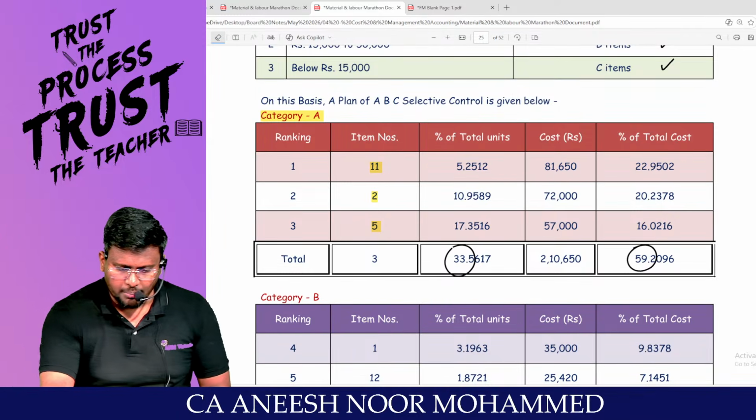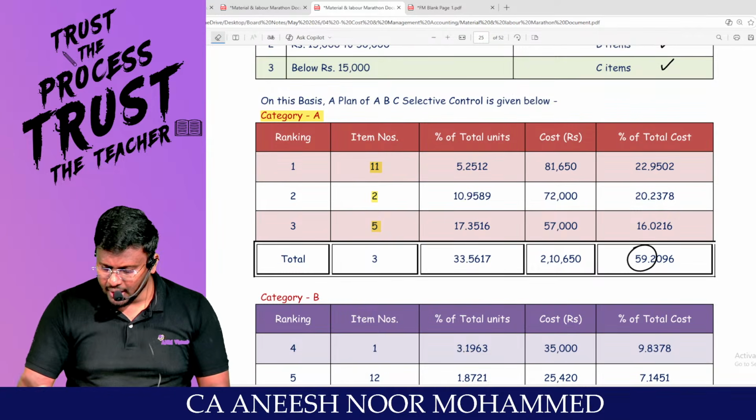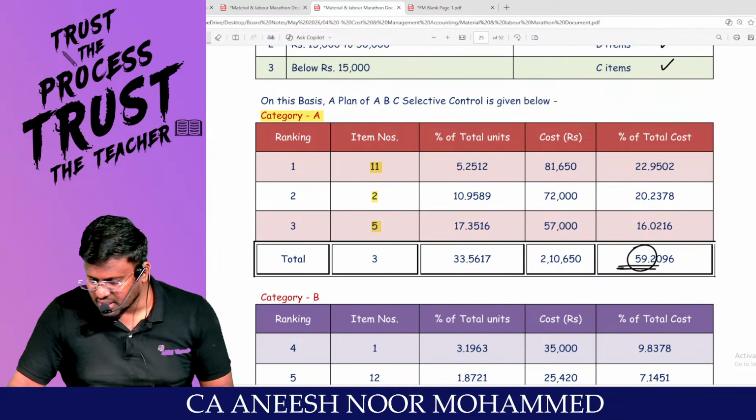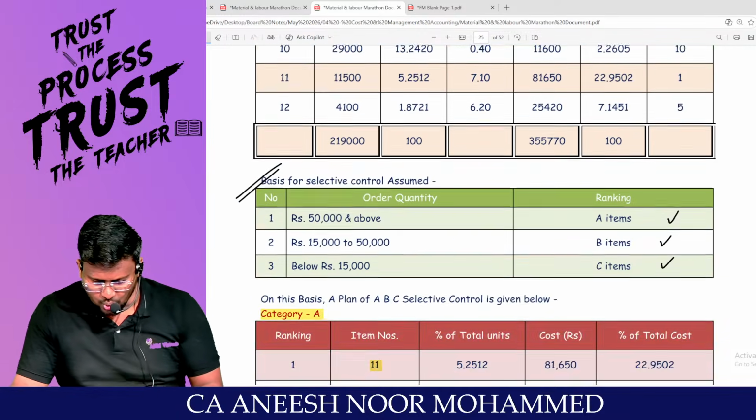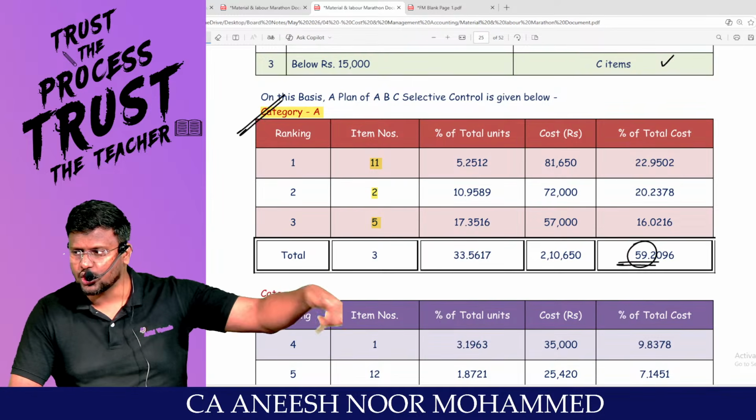Sir, you said only 10%. Arey, not every question will work that way. It is a theoretical base. But when you apply up to 70% of the value, this much raw material is there in your stores. Take care of these 3 raw materials. Category A itself covers 60% of the value of the raw material.